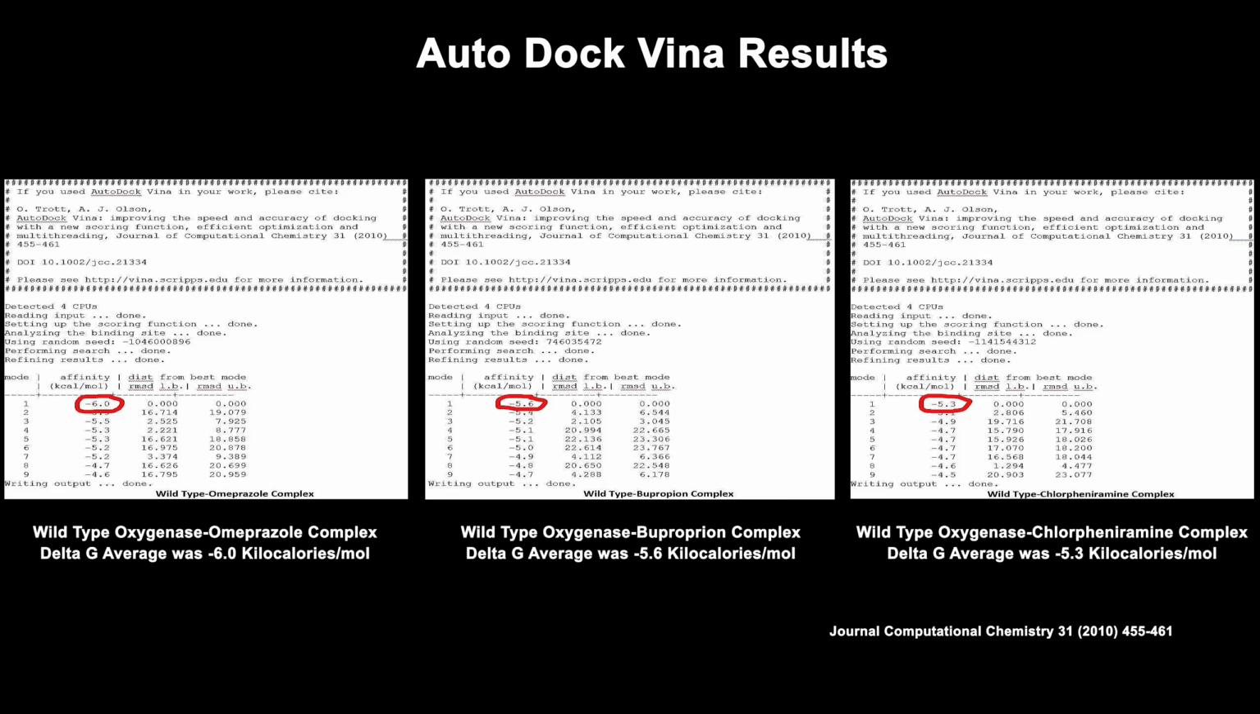The pictures below show my results for the first part of the experiment, where I was trying to determine which drug had the greatest affinity to the wild-type enzyme. The results circled in red showed the delta G values for each protein-ligand complex, and as you can see, the complex with the lowest delta G value and the greatest affinity is the one on the left, with a delta G value of negative 6 kcal per mole. The drug in this complex was omeprazole.